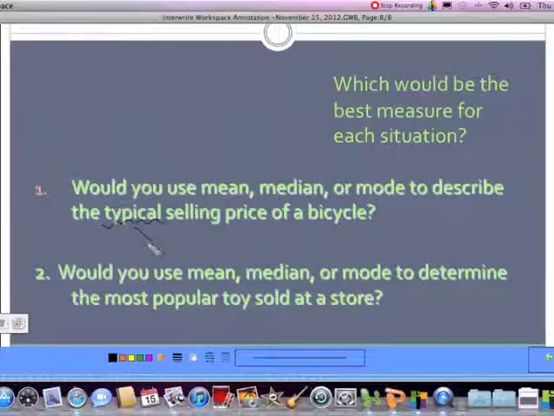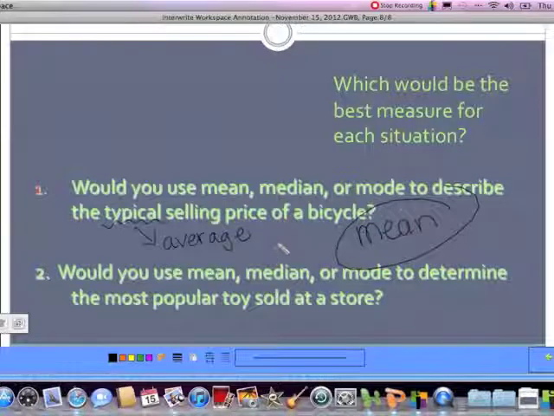The word typical means average. So typically, what would be the selling price of a bicycle in this particular store? Would you want to use the mean, median, or mode? And so the answer would be the mean. You would want to go with the average selling price.